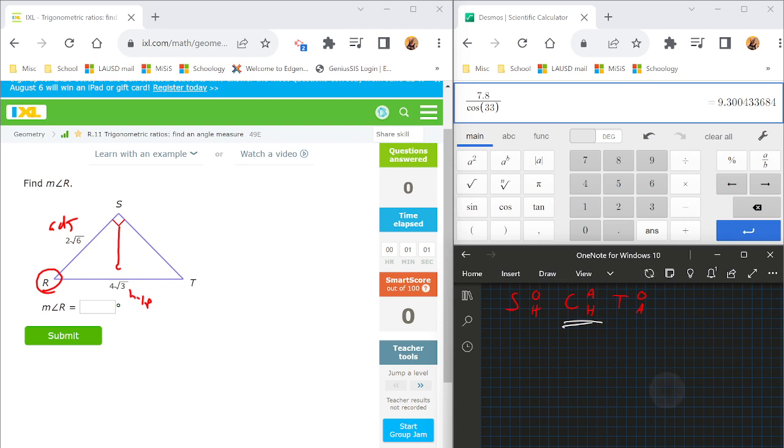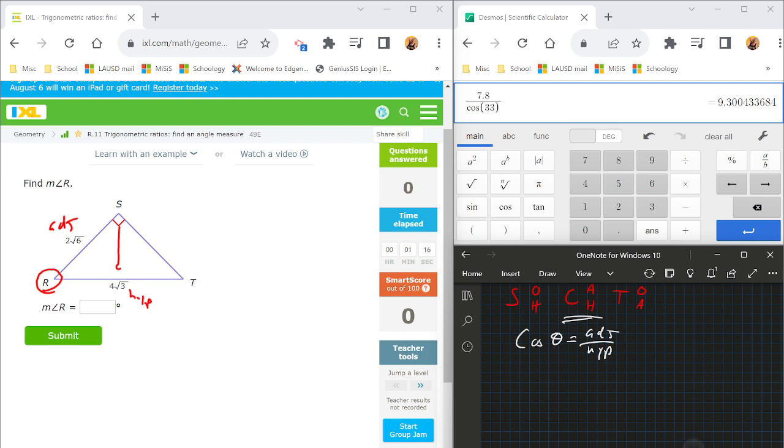And so, again, like I did in the previous video, I'm thinking cosine of some angle equals the adjacent leg over the hypotenuse. I fill in the information I have. I want to know angle R, so that's the angle I'm using. I got cosine of angle R equals 2 root 6 over 4 root 3. Now you can leave it like that. You don't have to change it.